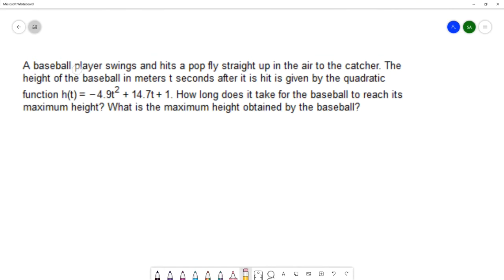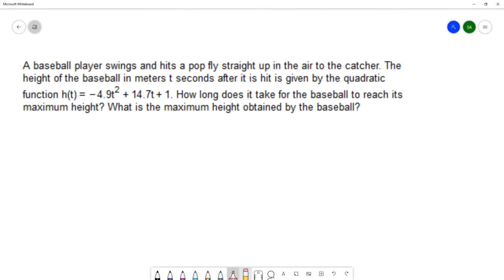A baseball player swings and hits a pop fly straight up into the air to the catcher. The height of the baseball in meters t seconds after it was hit is given by the quadratic function h of t equals negative 4.9 t squared plus 14.7 t plus 1. How long does it take for the baseball to reach its maximum height? What is the maximum height obtained by the baseball?